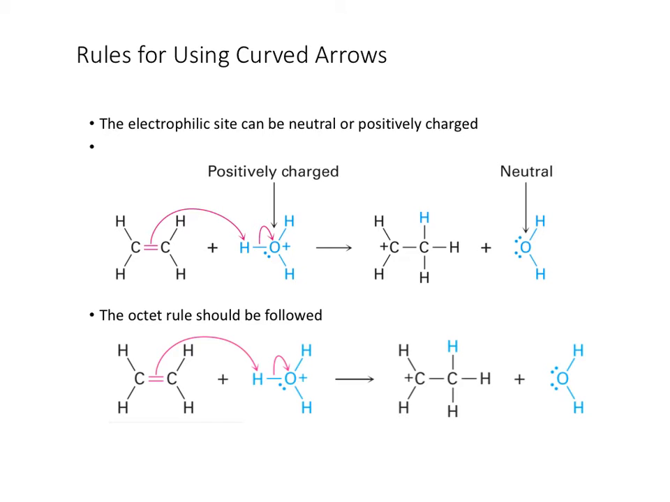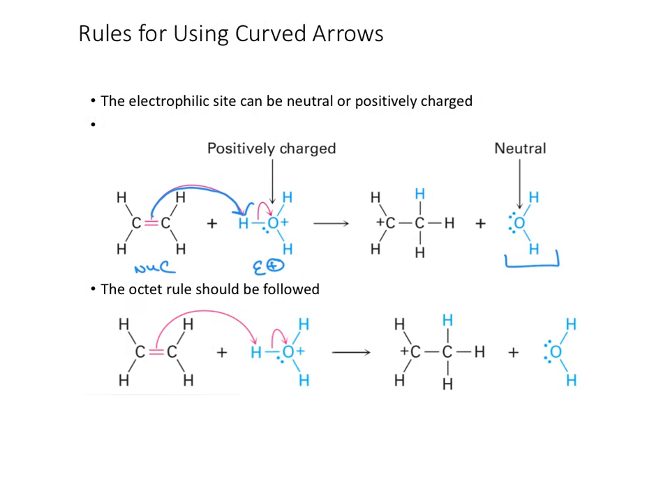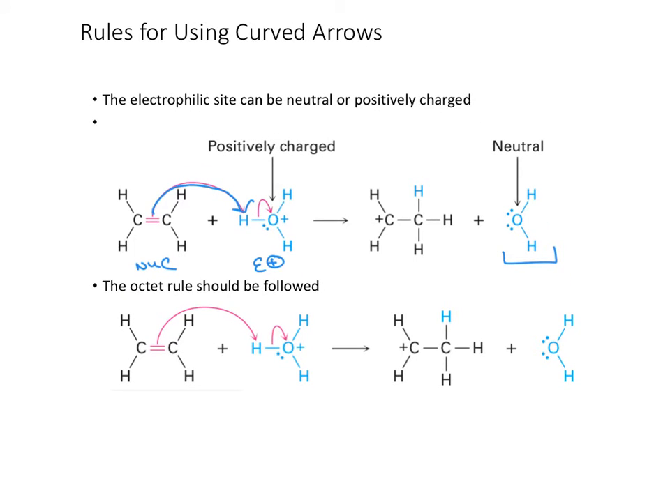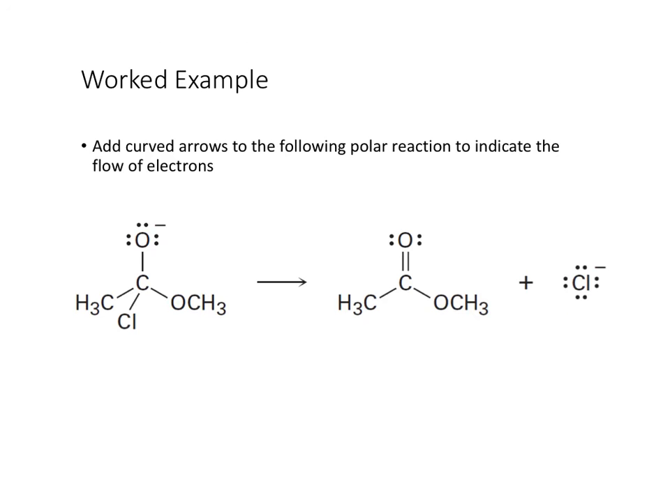So here we see the nucleophile is the double bond, and so the 2 electrons in the pi bond are going to be grabbing a hydrogen atom from H3O+. So this is the electrophile, which I'm going to abbreviate as E+. And then that breaks the H-O bond, and the 2 electrons in that bond become a new lone pair on water. Now the octet rule should always be followed, so be wary of forming any carbons with 5 bonds to them. So we use curved arrows to indicate the flow of electrons.